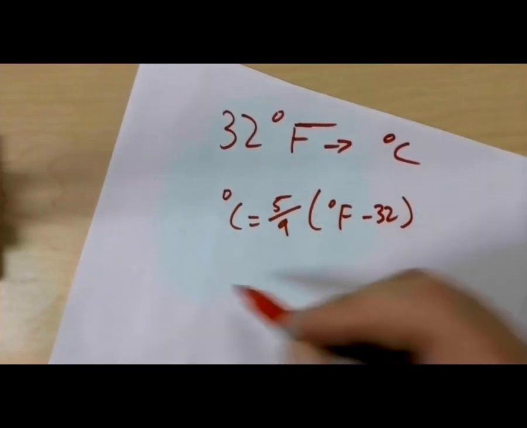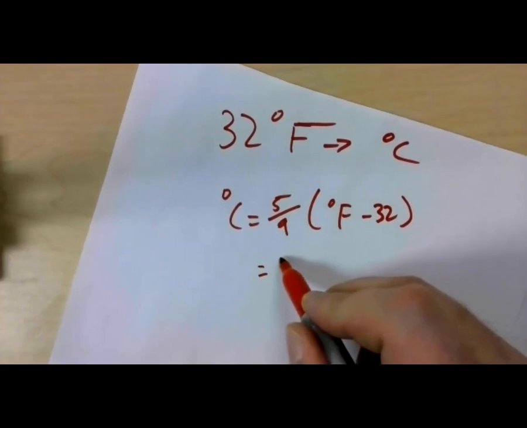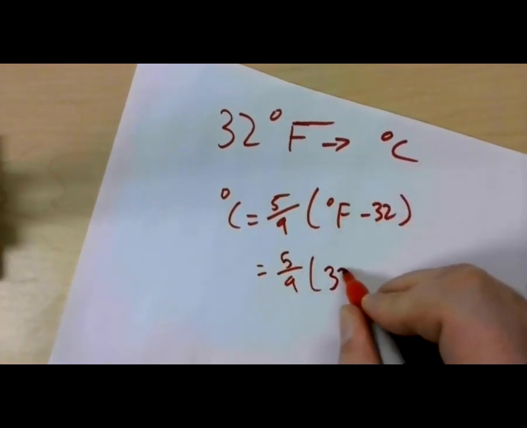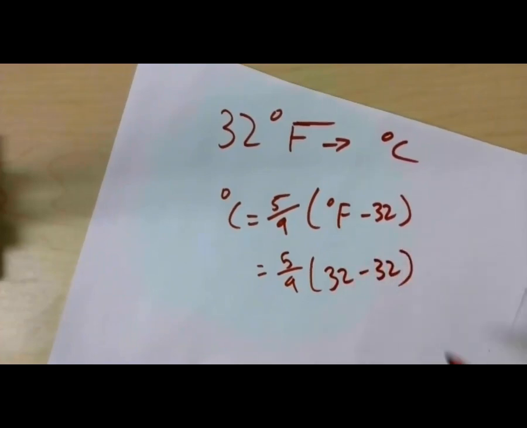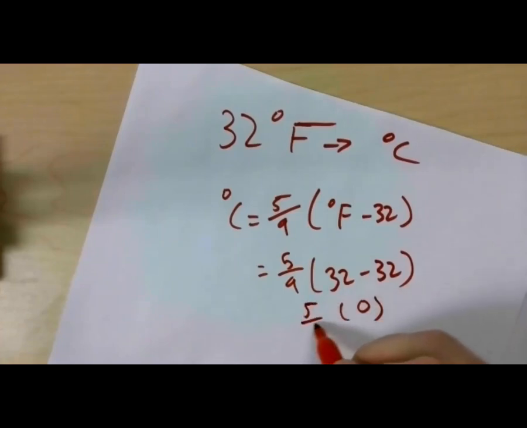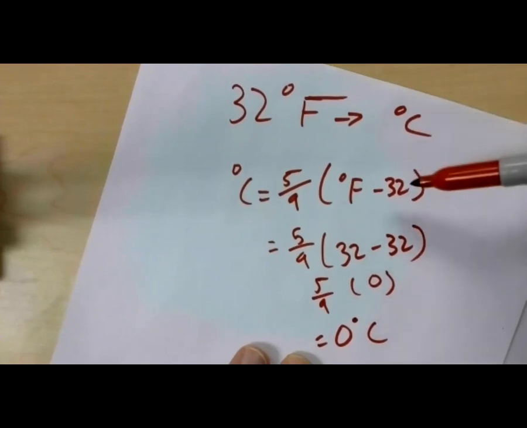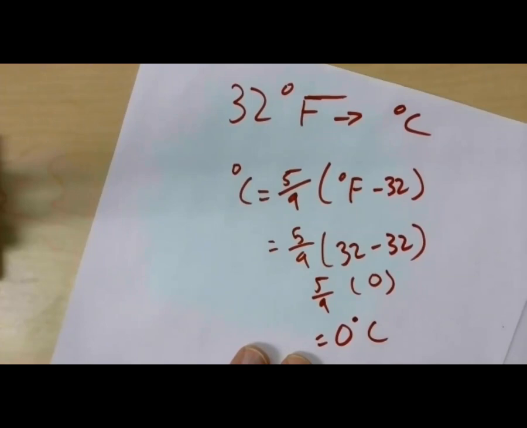All right, so now I plug in my numbers. So 5/9 stays 5/9. I plug in my degrees Fahrenheit, which is 32. So 32 minus 32 is going to give us 0. We know anything times 0 is 0. So we should have 0 degrees, and the new one is Celsius. Why does that make sense? That should make sense because we know 32 degrees Fahrenheit is where water freezes, 0 degrees Celsius is where water freezes. So this is showing us how we got to that conversion.